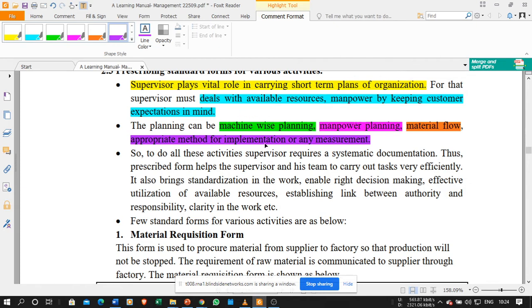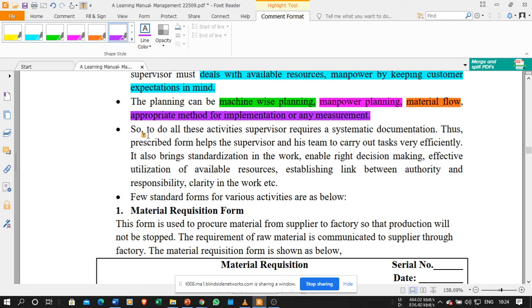Machine: how many machines are available. Manpower: how many workers are available. Then how much material is available and what is the flow of material. Okay, and then the appropriate method: which method is used for converting the raw material into the finished product.